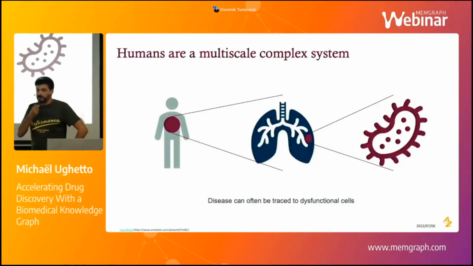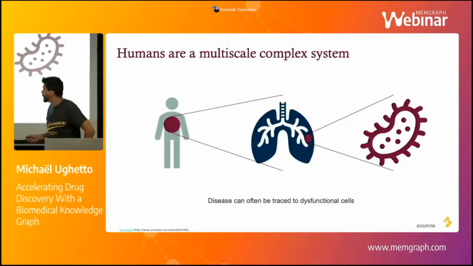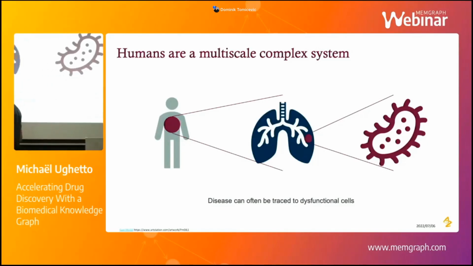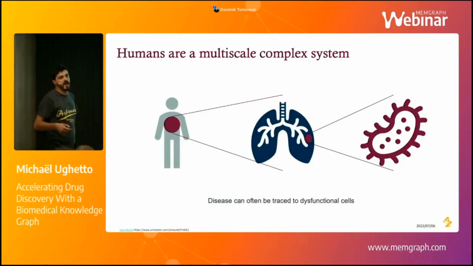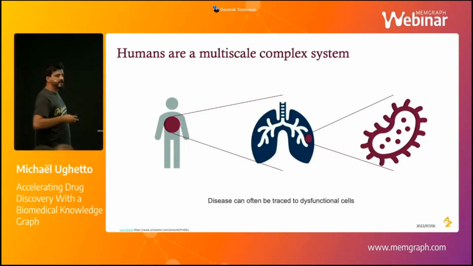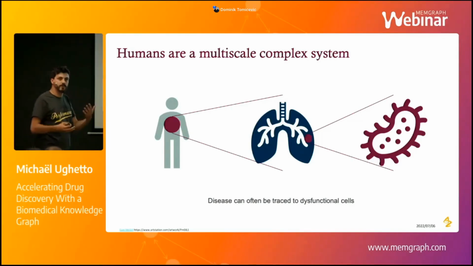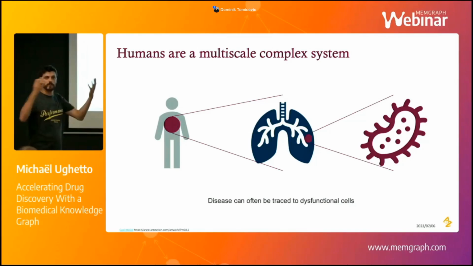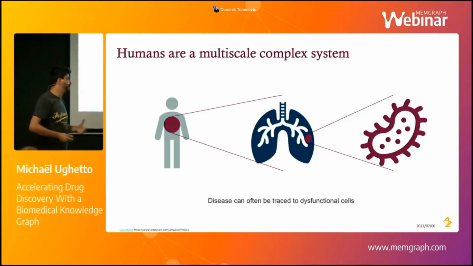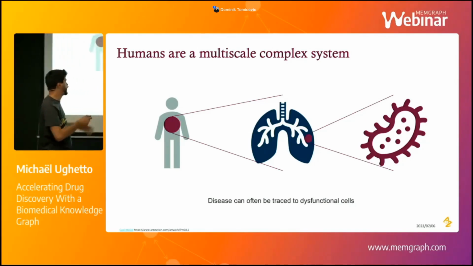So in general, humans, it will come as no surprise to you, are very complex things. And when we talk about drug discovery, we are looking at disease. Disease, in general, to simplify things, is going to be caused by some dysfunction in the cell machinery in some tissues. And at the microscopic level, you will be sick, you will have cancer, asthma, you name it.